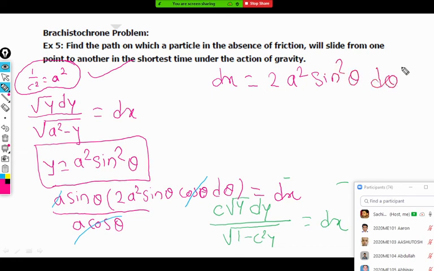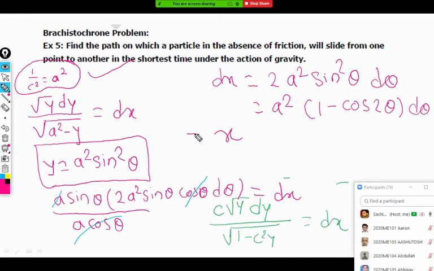Our aim is to integrate this, but to integrate sine square theta, we can take 2 sine square theta as what? Is it 1 plus cos 2 theta or 1 minus cos 2 theta? Not plus, or minus? Is that 1 minus cos 2 theta? Yes, sir, minus.